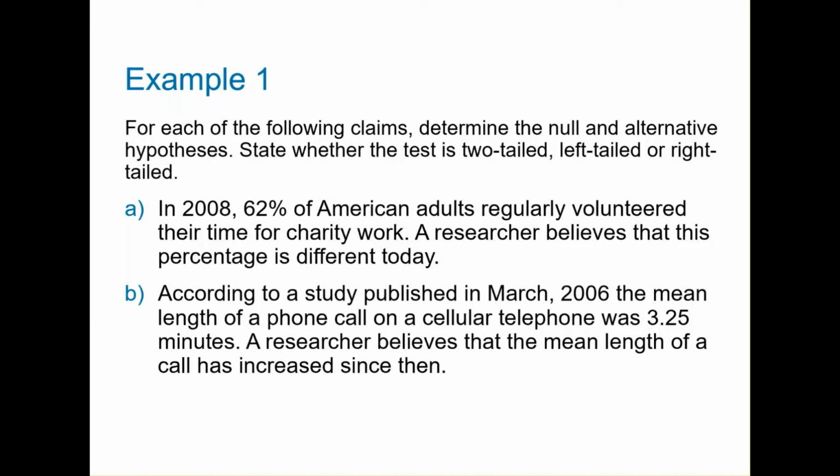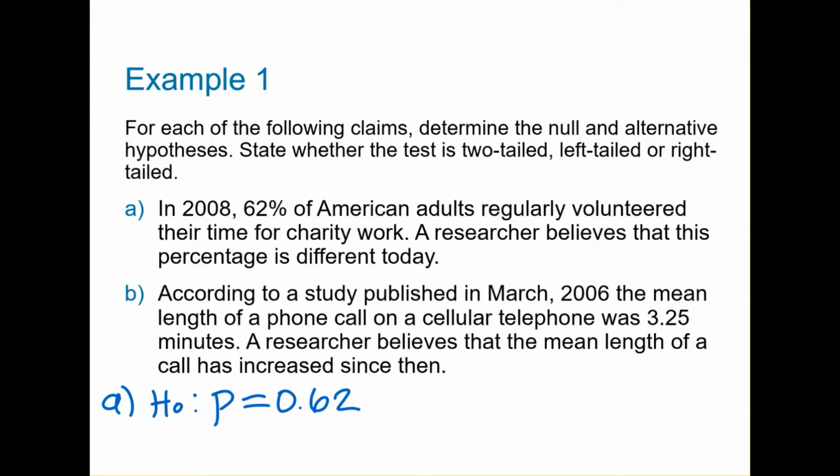Let's write the null hypothesis first. The null hypothesis is denoted as H0. The null hypothesis will always be the statement that is given in the problem. We are told that 62% of Americans regularly volunteer their time for charity work. 62% can be represented as a proportion, so the parameter that we have is P. And for the null hypothesis, we always have that the parameter is equal to a value. And this will be equal to 62% as a decimal, which is 0.62.